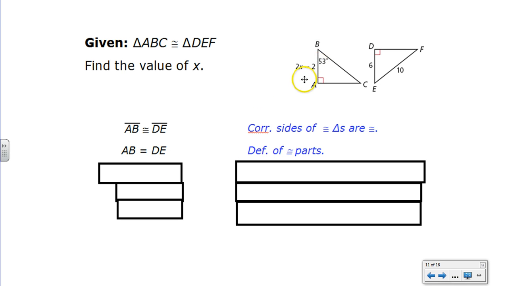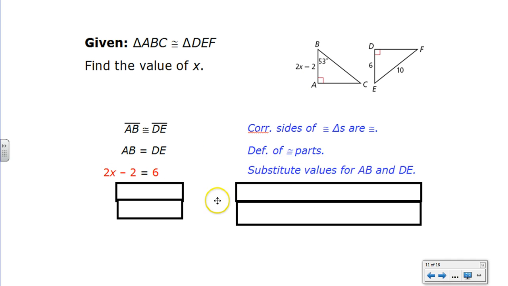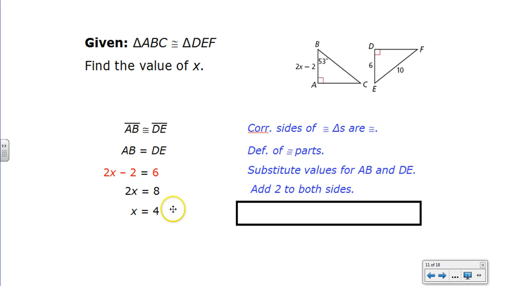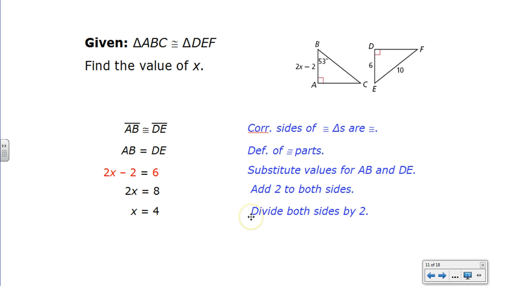It equals this expression, right? And we know DE equals 6, right? So we are using our substitution. And now we simply solve for x. Add 2 to both sides, addition property of equality, and divide, division property of equality, and we have x equals 4. Let's plug that in and prove this.